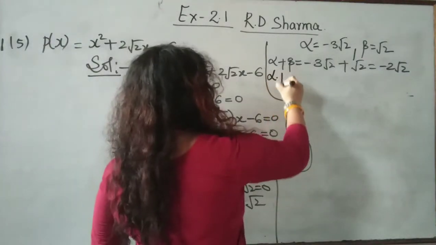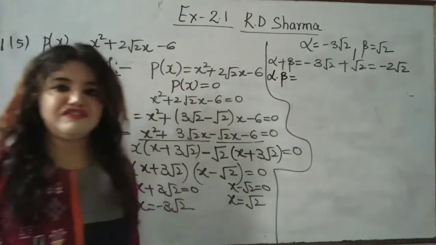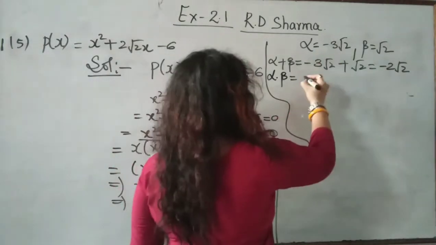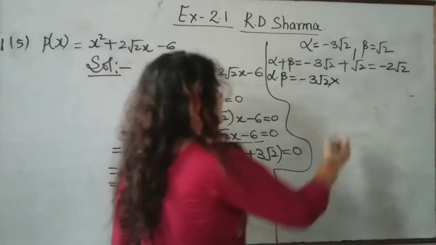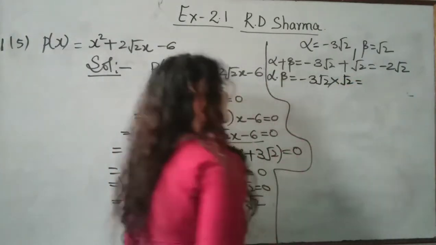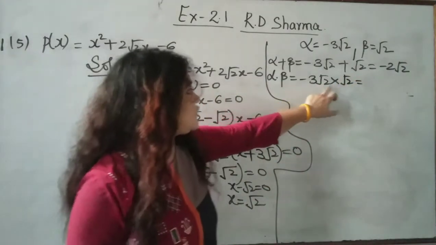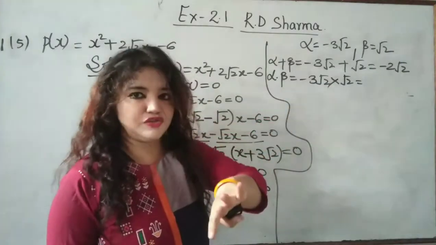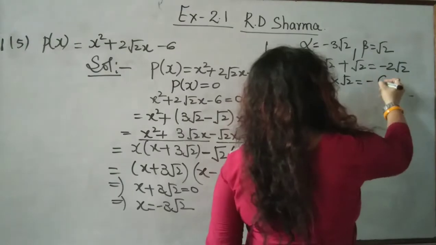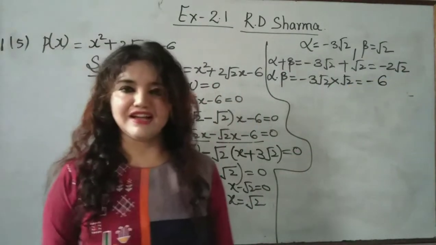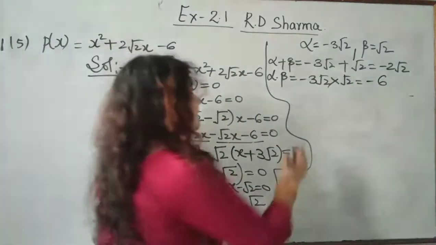And now we will calculate alpha into beta. Alpha is minus 3 root 2 into beta. What is beta? Beta is root 2. So 3 root 2 into root 2, that is 2. So 2 into minus 3, that will be minus 6. Minus 6, right? Now let's check in terms of coefficients.